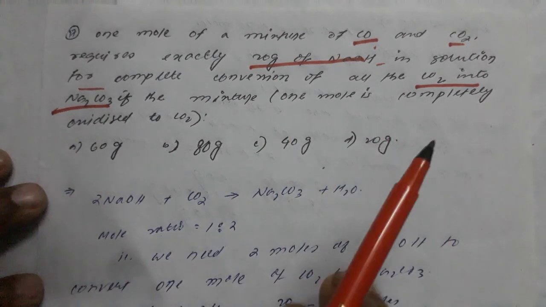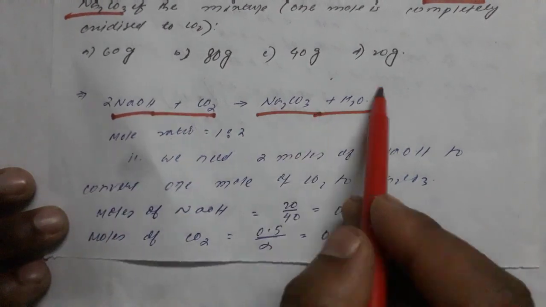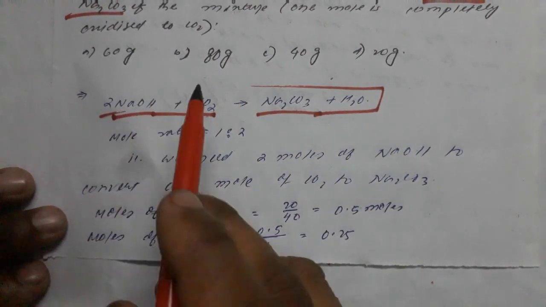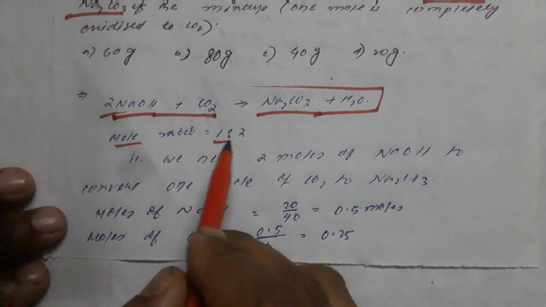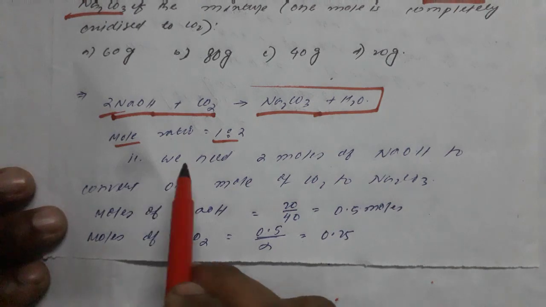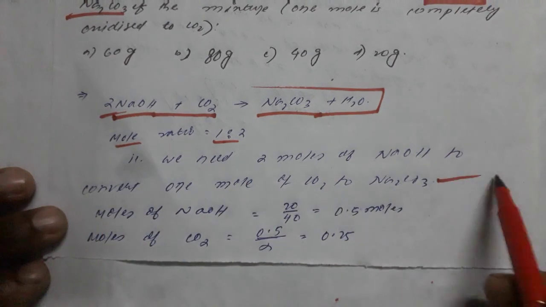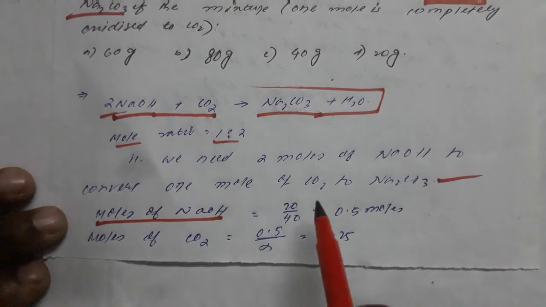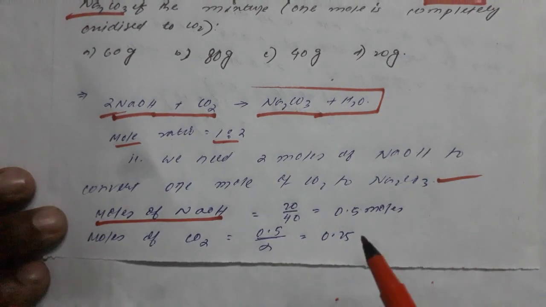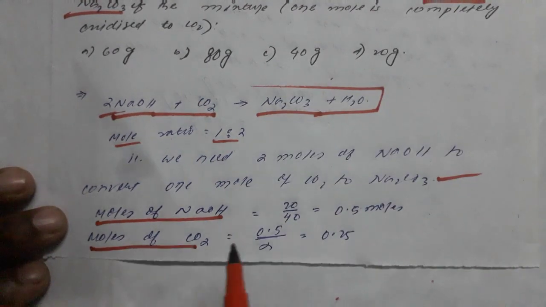Now we have seen that sodium hydroxide reacts with carbon dioxide, so this is the main equation for us. The mole ratio of carbon dioxide to sodium hydroxide is 1:2, so we need 2 mole of sodium hydroxide to convert 1 mole of CO2 into Na2CO3. Mole of sodium hydroxide is 20 divided by 40, given 20 gram, equals 0.5, and mole of carbon dioxide is 0.5 by 2, equal to 0.25.